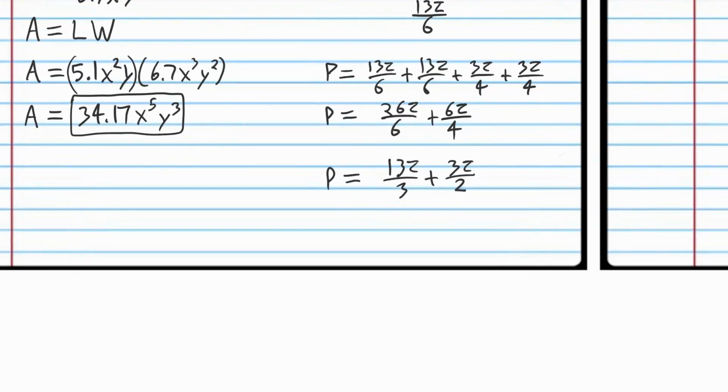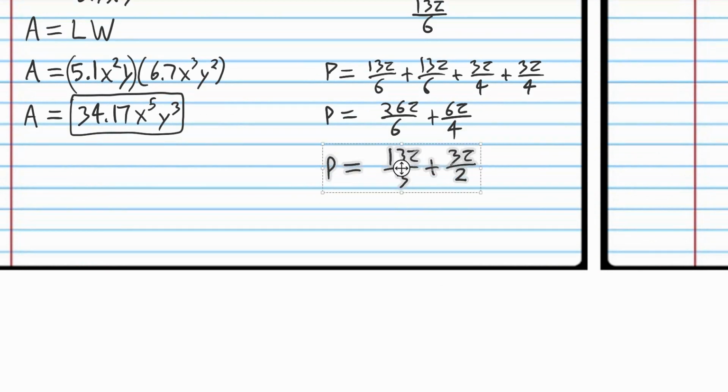So now we're going to need to get a common denominator, and the common denominator is going to be 6. So multiply both sides of the first fraction by 2 to get 26z over 6. So we just went in the backwards direction. And multiply both sides of the second fraction by 3 to get 9z over 6.